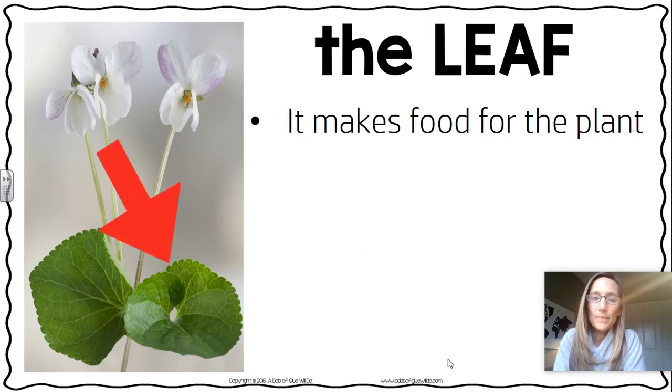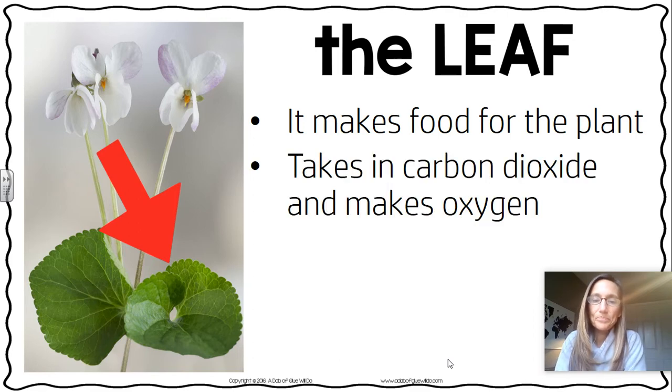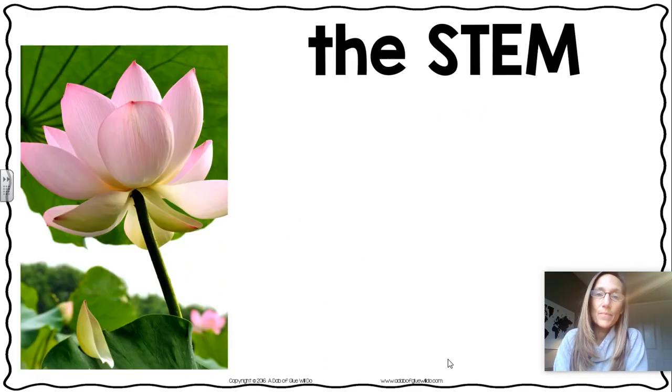The leaf. The leaf actually makes food for the plant. It has the most incredible job. If it gets enough sunlight, that leaf can make food for the plant. It takes in carbon dioxide. That's a different type of air. The plant breathes in carbon dioxide and it makes oxygen. And that's the type of air that we breathe. So we need that. That's so important. And that's why plants are so important for humans.